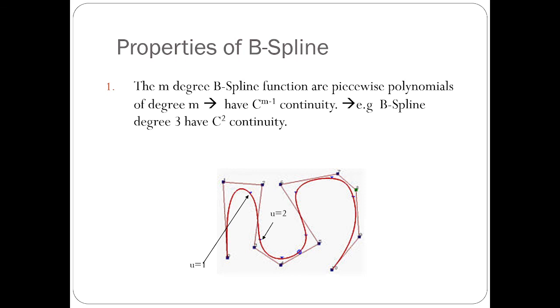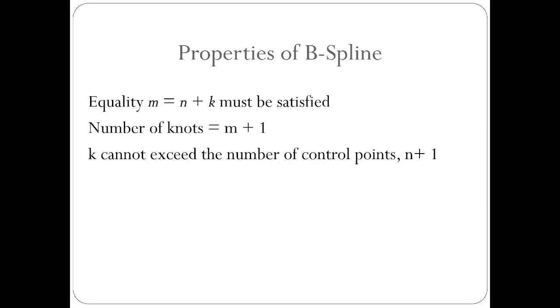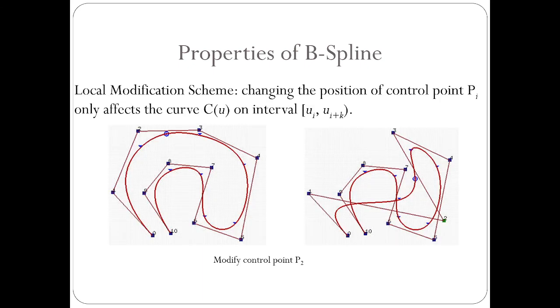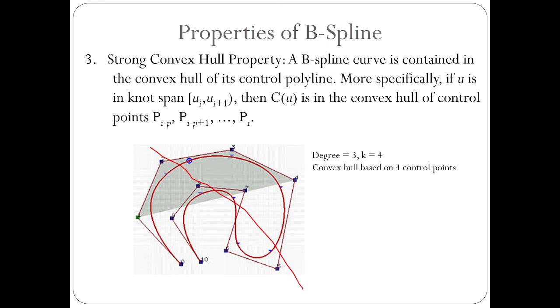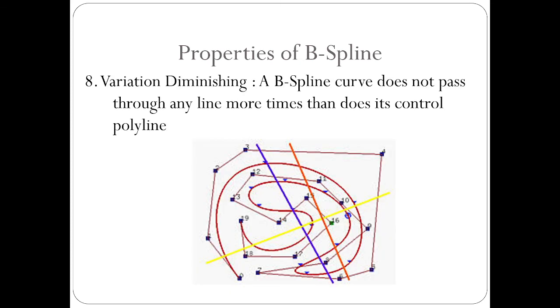B-spline functions are piecewise polynomials of degree 3. The lower the degree, the closer a B-spline curve is to its control polygon. The relation m equal to n plus k, with the number of knots m plus 1. Each curve segment is affected by k control points, as shown by the past examples. Then the local modification scheme, we have performed local modifications. The strong convex hull property applies to the particular spline curve. A non-periodic B-spline curve passes through the two end control points. By the variation diminishing property, a spline curve does not cross any line more times than its control polygon does. These are the 8 properties.